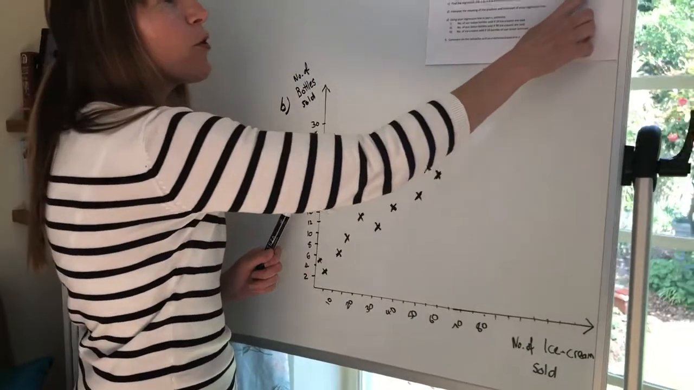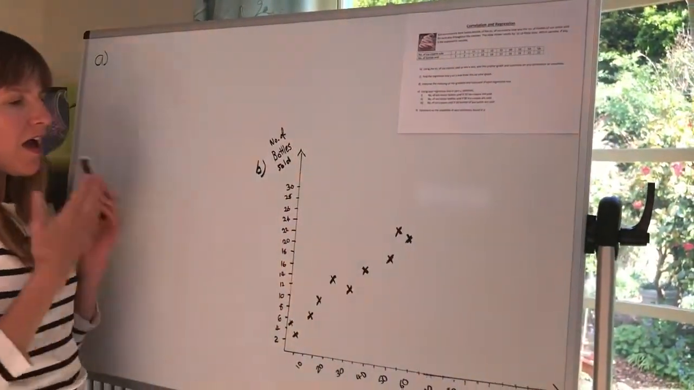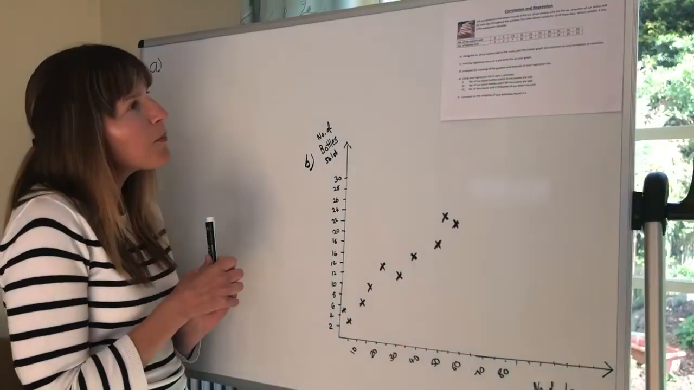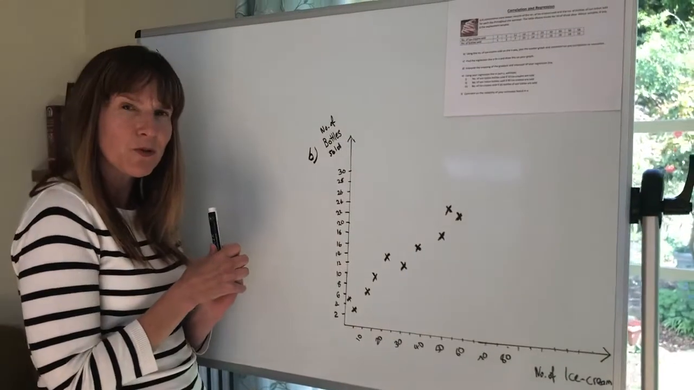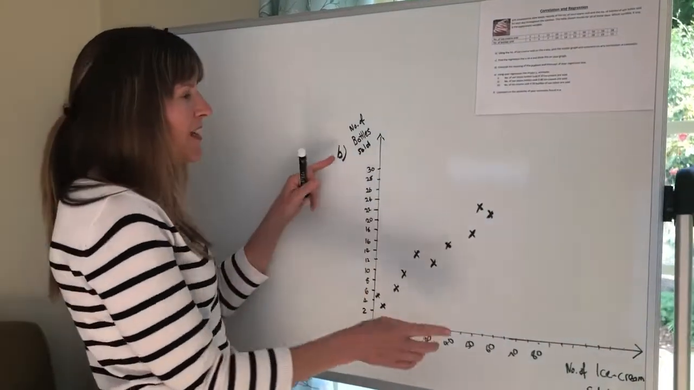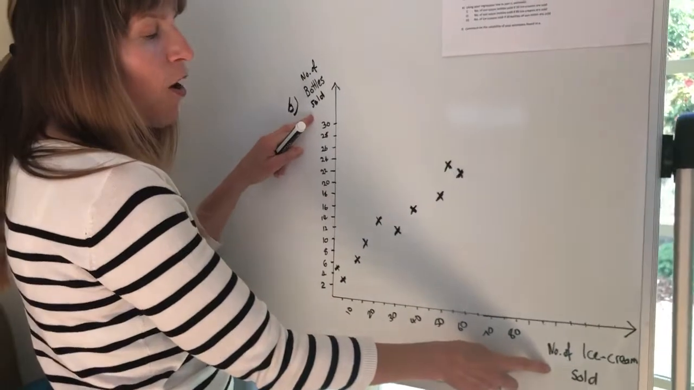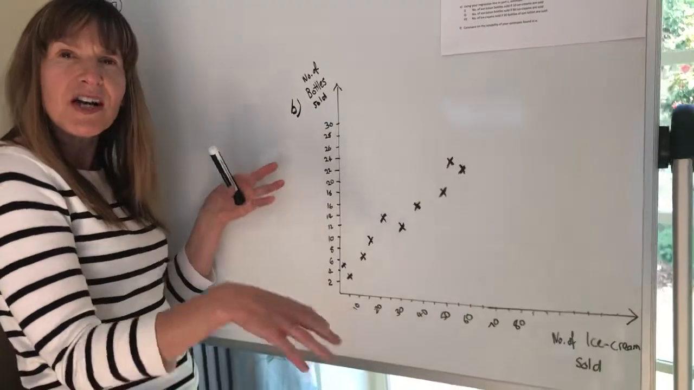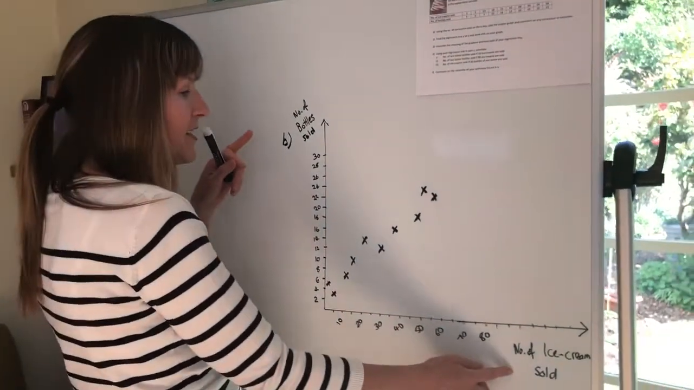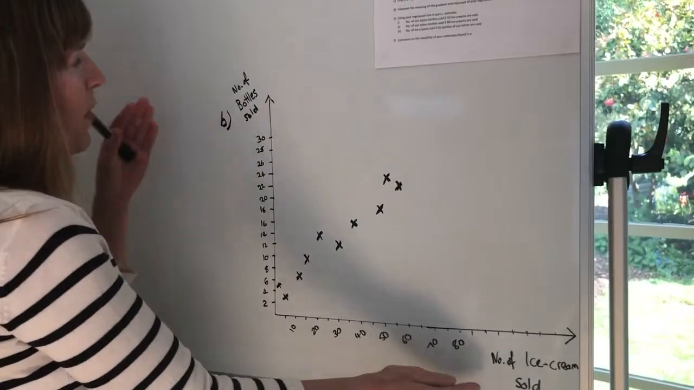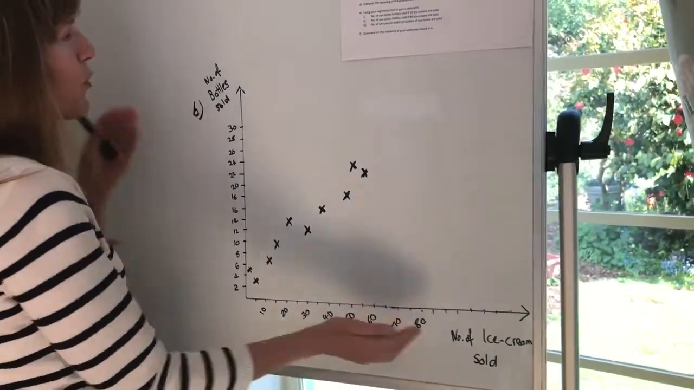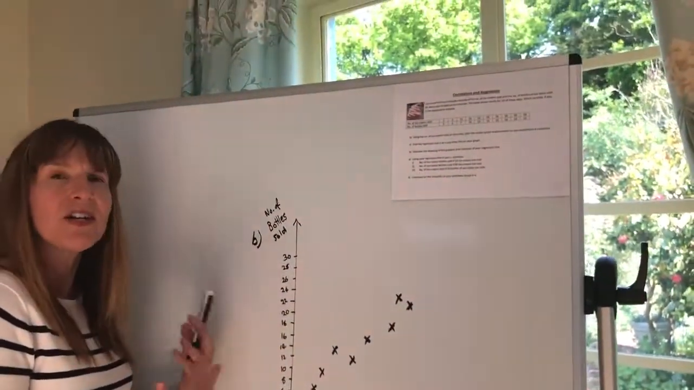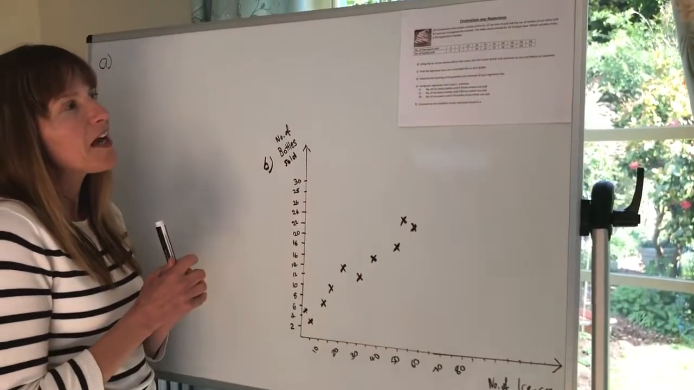Now be careful with causation. The number of ice creams sold, is that causing people to buy the number of sun lotions sold? Probably not. These two variables are actually being affected by a third variable, hours of sunshine or temperature. So one isn't causing the other one to happen. It's actually being caused by a third factor, sunshine or temperature. So that's parts A and B done.